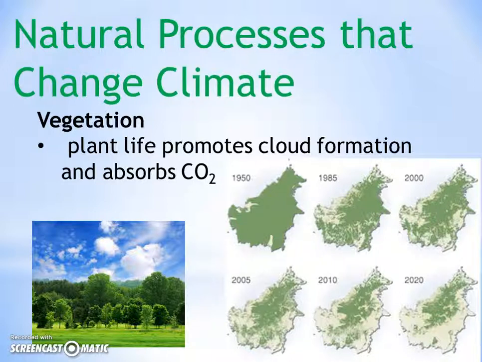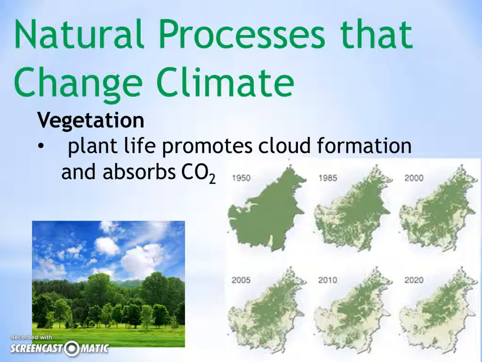Plant life is going to promote cloud formation, and it's going to absorb CO2. So if you take a look at the image on the right-hand side, you can see in 1950, that place is covered almost completely with vegetation. And as you move through the years, in 2010, that's the most recent depiction, you can see that over half of that has already dissipated, has already gone away. And prediction by the year 2020 is that you will have even half of that remaining.